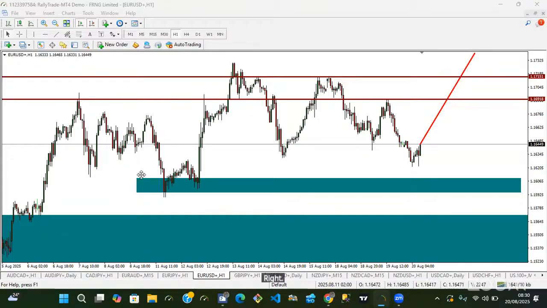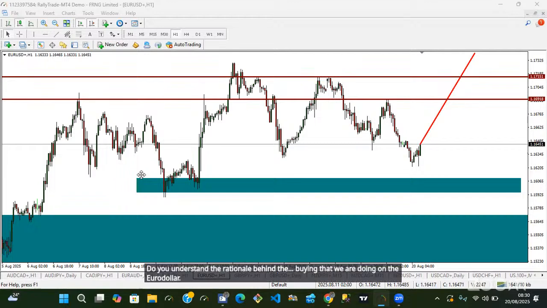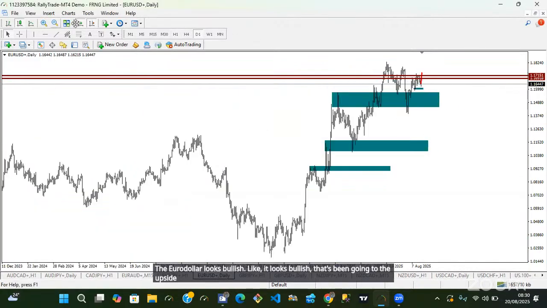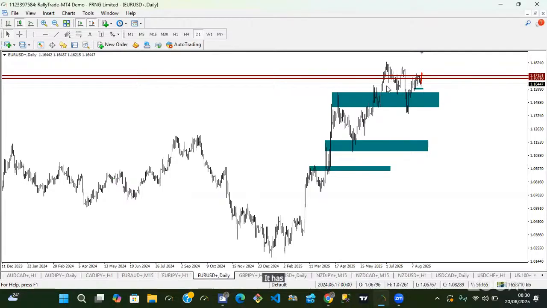So please, I don't know if you understand the analysis right now. Do you understand the rationale behind the buying that we are doing on the euro dollar this morning? It's because overall, from the higher time frame perspective, the euro dollar looks bullish. It has been going to the upside on my daily time frame. You can see it has been pulling up massively, right?